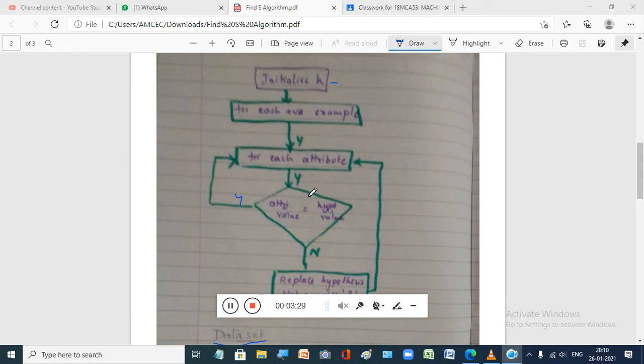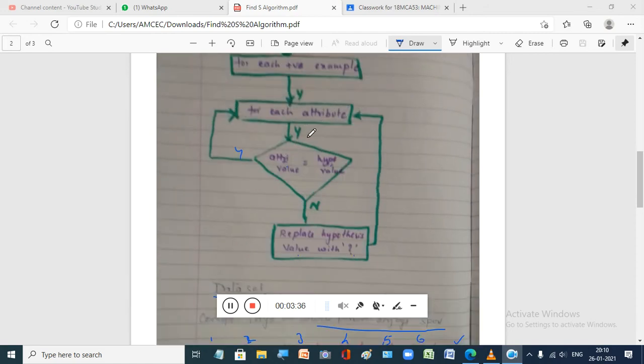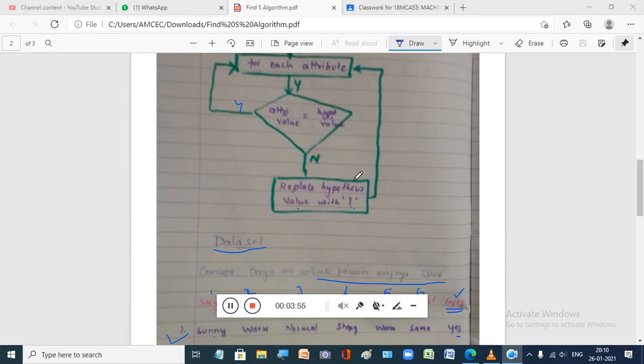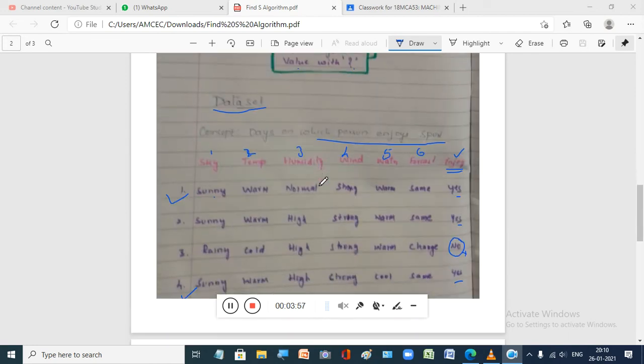In the flowchart also we can see that we initialize the hypothesis, and for each positive example you start comparing each attribute. You compare that attribute value with the hypothesis value. If it is the same, you do nothing. That means you go to the next attribute and again compare that attribute value with the hypothesis value. If it is not matching, if it is different, then we replace it with a question mark. This is what the algorithm says.